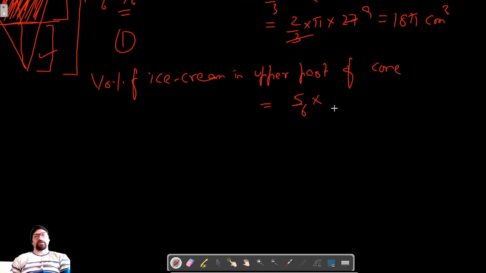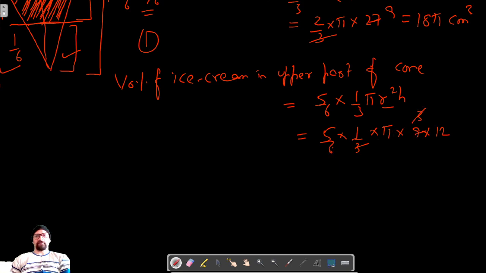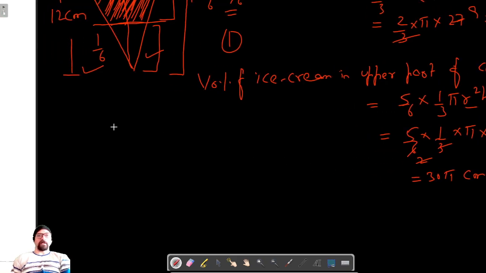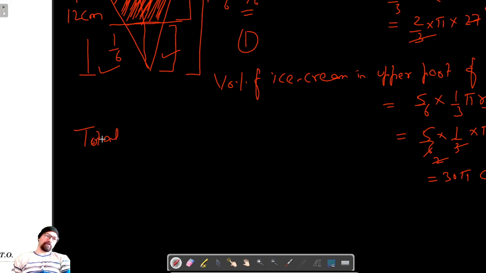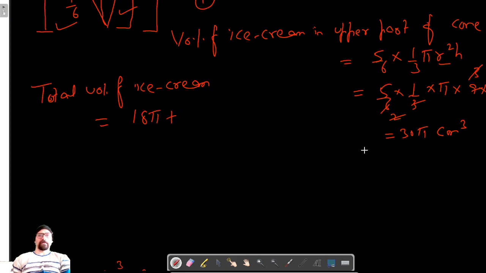So this is 5/6 of the volume of cone, and volume of cone is 1 by 3 pi r square h. So this is 5 by 6 into 1 by 3 into pi, radius is 3, so 3 square is 9, height is 12. So this is 30 pi centimeter cube. Now, total volume of ice cream in cone is just the sum of ice cream in the hemisphere, which is 18 pi, plus the ice cream in the upper part of the cone, which is 30 pi. So which is 48 pi centimeter cube.